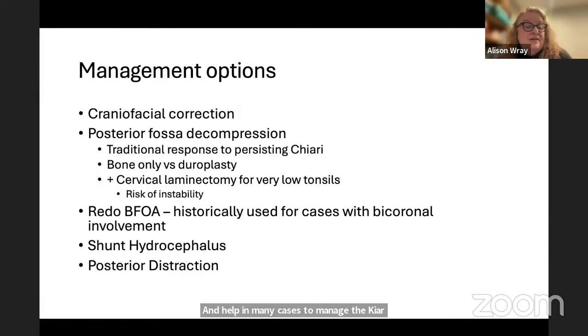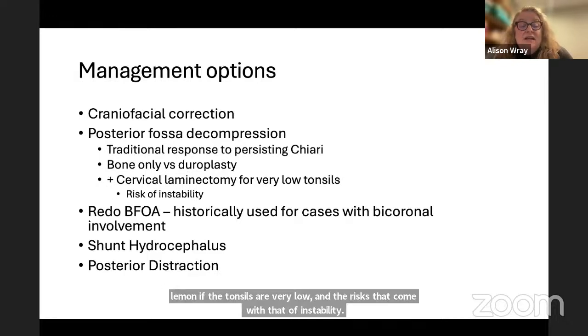Traditionally, neurosurgeons tend to think about a posterior fossa decompression when we see a Chiari malformation. And we spend a lot of time then arguing about how we do that, whether that's bone only, whether we do a duroplasty, whether we add on a cervical laminectomy if the tonsils are very low, and the risks that come with that of instability.